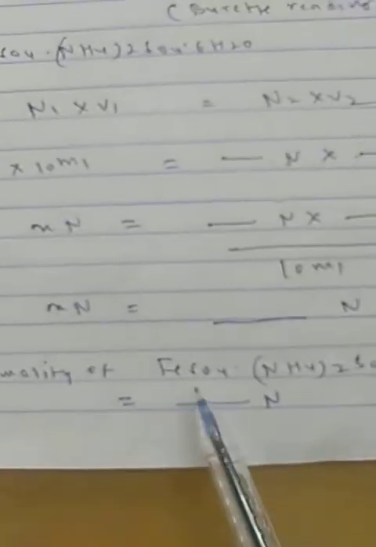Then you write the normality of ferrous ammonium sulfate is equal to dash. We will calculate it, and after calculation the normality will come as 0.0 something, whatever it is coming, we will write that. So on the third ruled page you have to write this calculation of normality. If you want, you can come to the blank side, that is the fourth page, blank side.